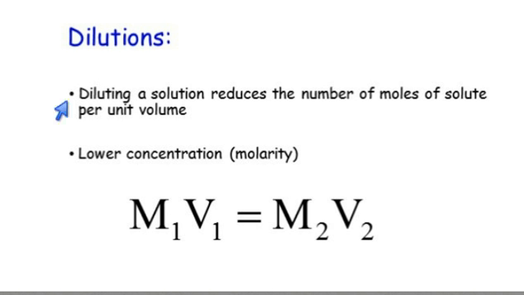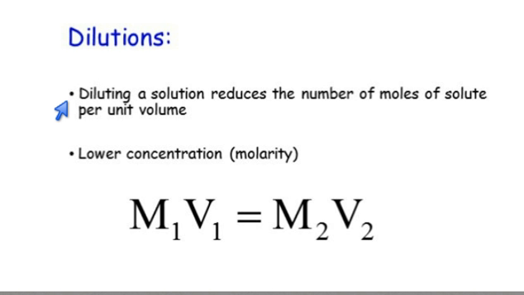A dilution. Diluting a solution reduces the number of moles of solute per unit volume. So let's say you made up some Kool-Aid and you used a whole package of Kool-Aid in 1 quart of water. And the dilution would be, you would take maybe a 1/4 cup of that solution, put it in a separate container, and then add maybe another quart of water. That would be a dilution.